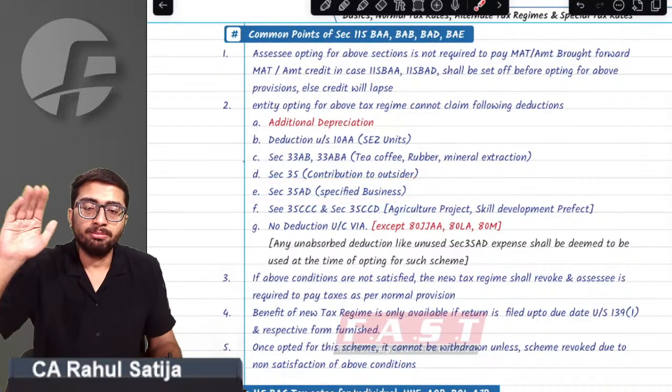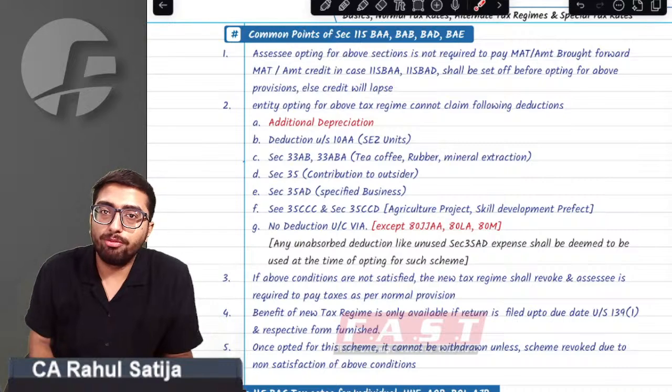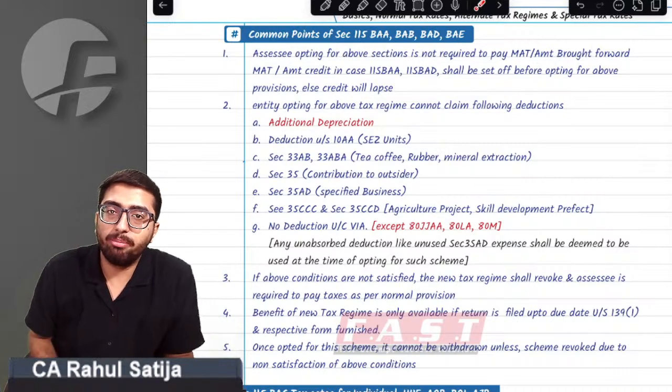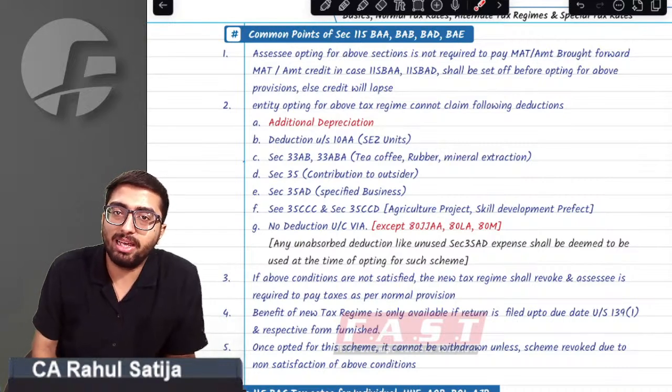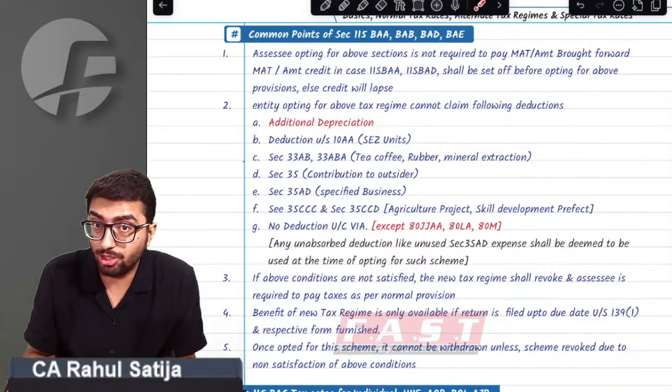Section 35AD. If you opt for 115BAA, BAB, BAD, BAE, in that case, you are not entitled to benefit under Section 35AD.